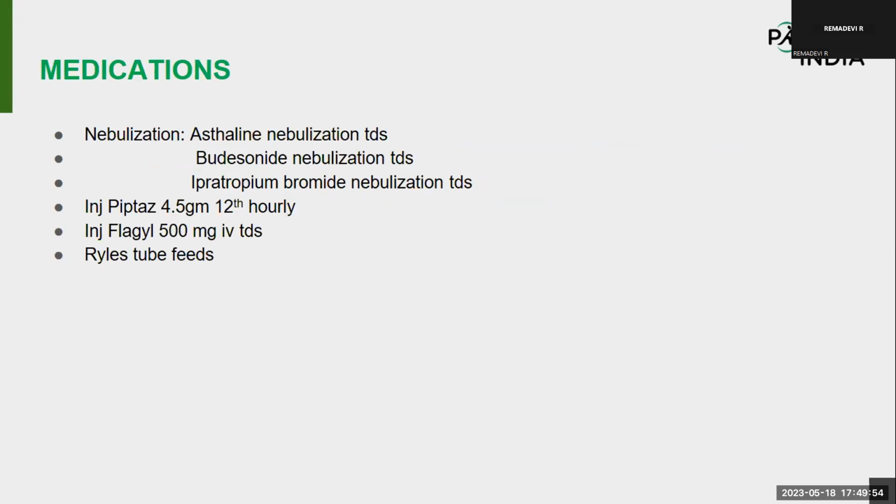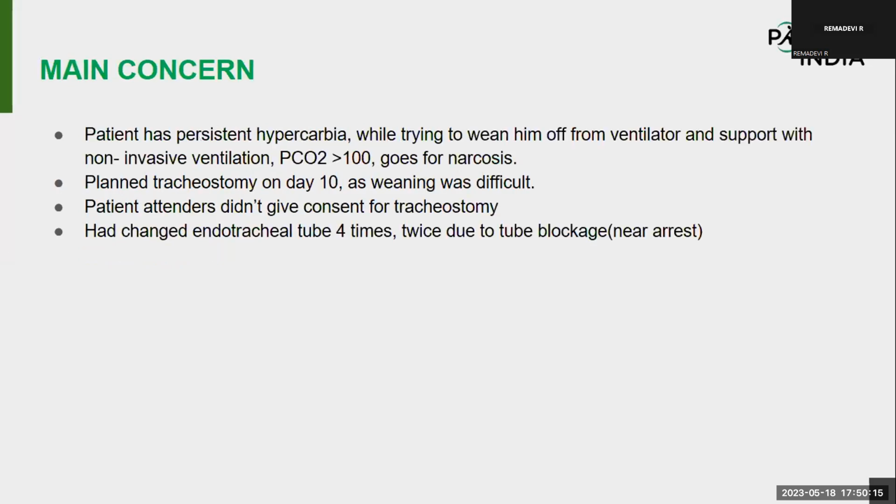Medication: salbutamol nebulization TDS, budesonide nebulization TDS, ipratropium bromide nebulization TDS, and he's on a higher antibiotic, piperacillin-tazobactam 4.5 gram 12th hourly because of the pneumonia he's developed recently, and injection Flagyl 500 milligram TDS. He's on Ryle's tube feeds.